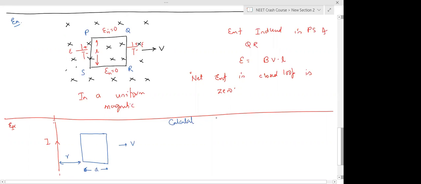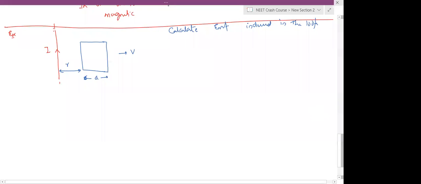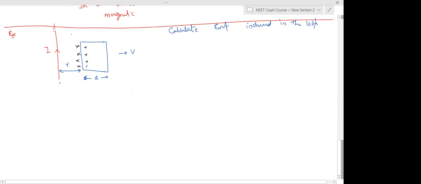This will not be zero anymore because it is not in a uniform magnetic field. EMF induced in the loop is not zero because it is not in a uniform magnetic field. At the first wire, the magnetic field is different. So let's say it is B1, the magnetic field is into the plane. This wire is also moving with velocity v. So this is, let's say, P, Q, R, and S. EMF induced in this wire PQ is E1.